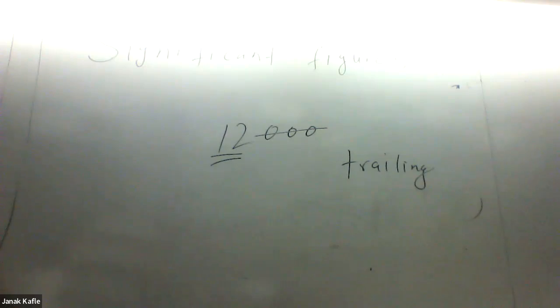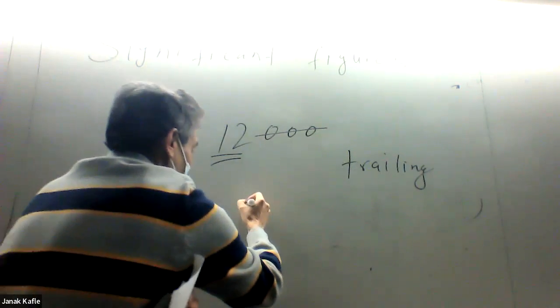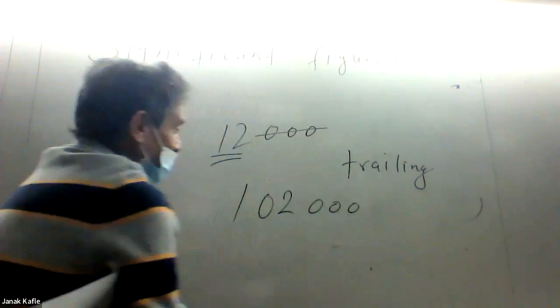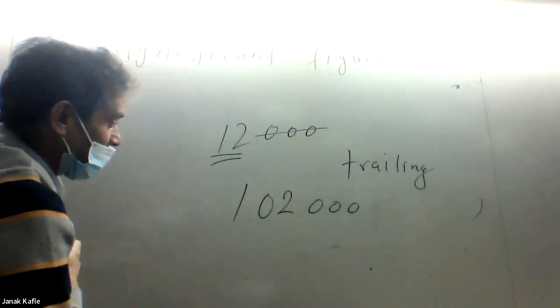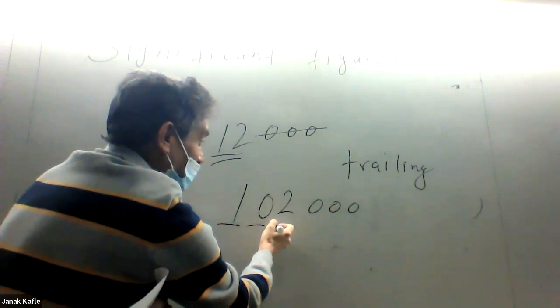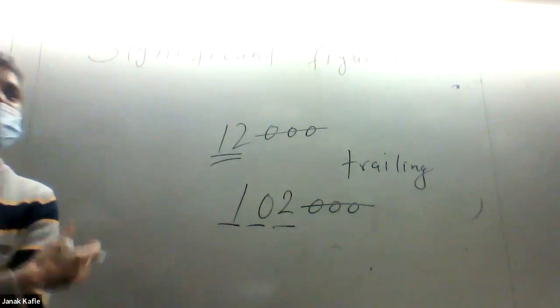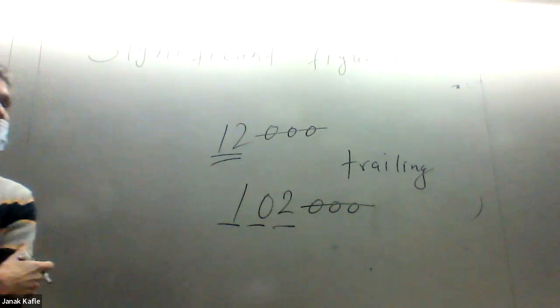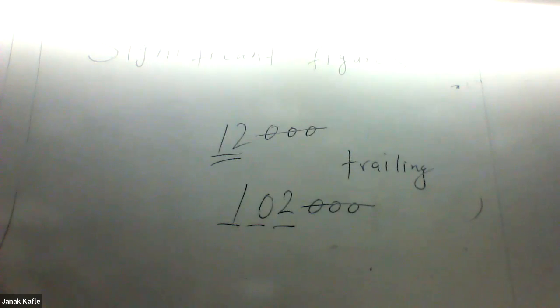Make sense? So trailing zeros. For example, let's say I have 1, 2, 0, 0, 0. Look here, there is no decimal. So if there is no decimal, this is significant, this is significant, and this is significant, but these trailing zeros are not significant. So this would be a 3 significant figure number. Have you got that? So like that.